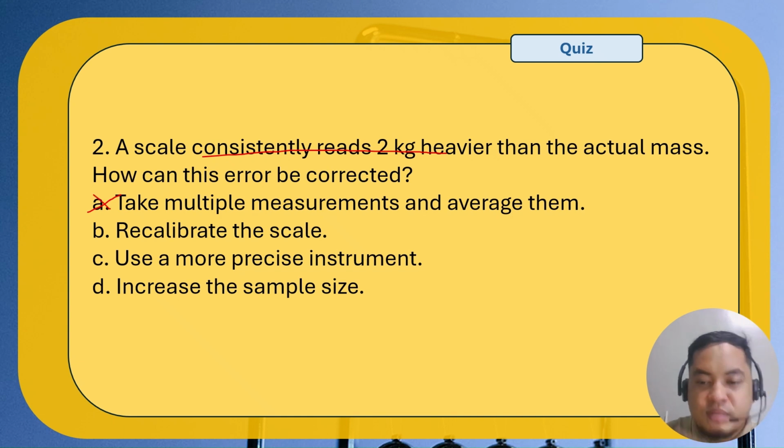Recalibrate the scale, of course, in connection with number one. It gives 2 kilograms consistently off from the actual value, so it's good to recalibrate the scale. This is a good option. Use a more precise instrument, this is really for random errors, and so is increasing the sample size. So our answer is letter B, recalibrate, not use a more precise instrument, since it gives you consistent results, all you have to do is recalibrate, and it will give you again a consistent result.